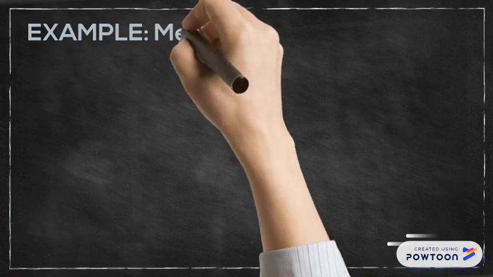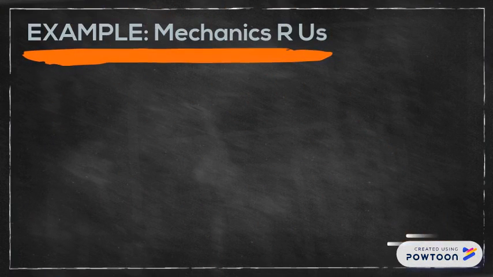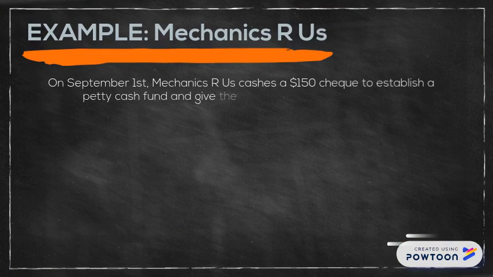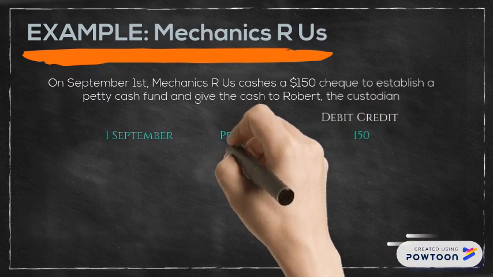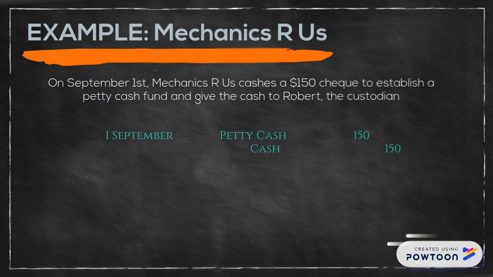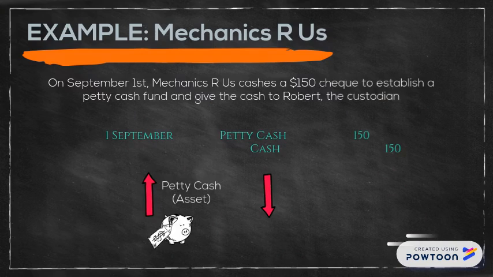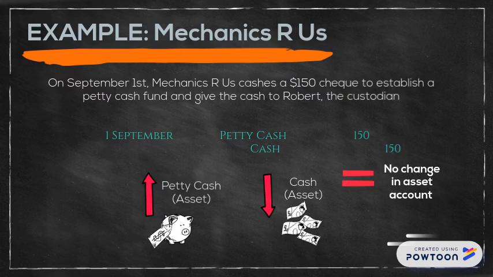Let's look at the example of Mechanics R Us. On September the 1st, Mechanics R Us cashes a $150 check to establish a petty cash fund and gives cash to Robert, the custodian. When creating the journal entry, the business will debit petty cash and credit cash. The entry increases petty cash, which is classified as an asset, as well as decreasing cash, which is also an asset. Thereby, the total ending amount in the asset account has not changed.